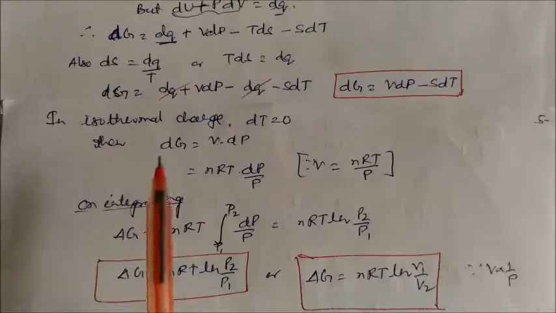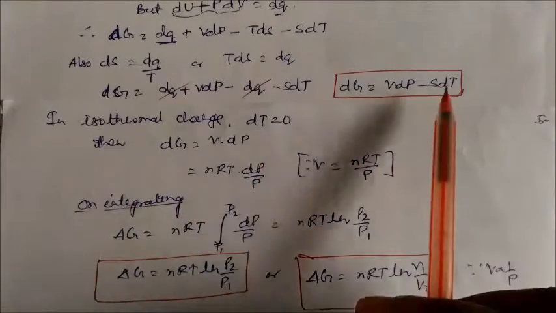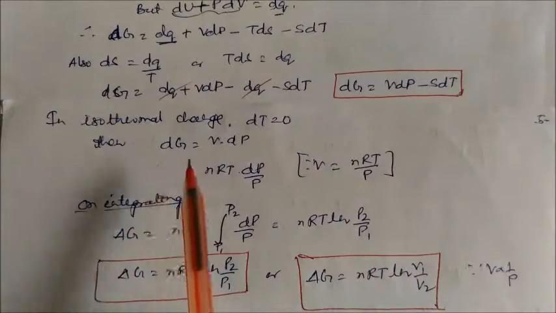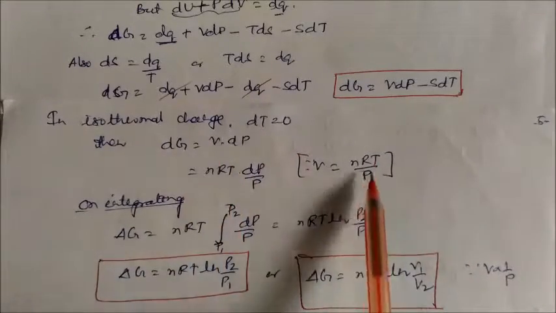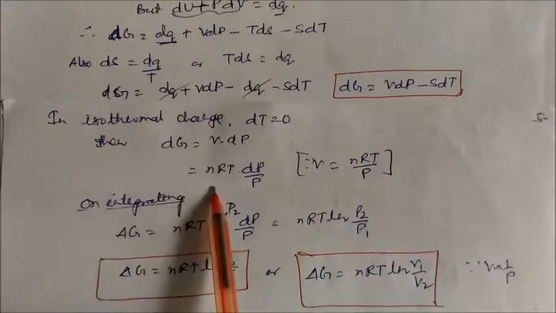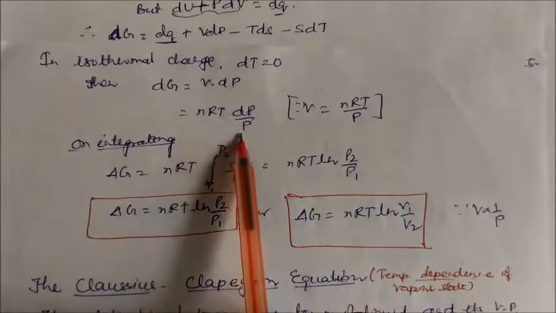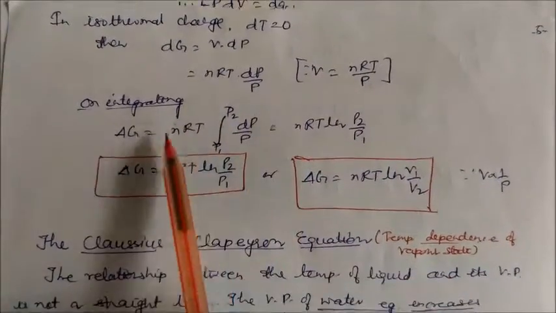So in an isothermal change, dT is equal to 0. So if it is 0, then we get dG is equal to VdP, and V is equal to nRT by P. From the ideal gas equation, we can substitute this value over here. Then this becomes nRT times dP upon P. So if you integrate it, you will get this equation.